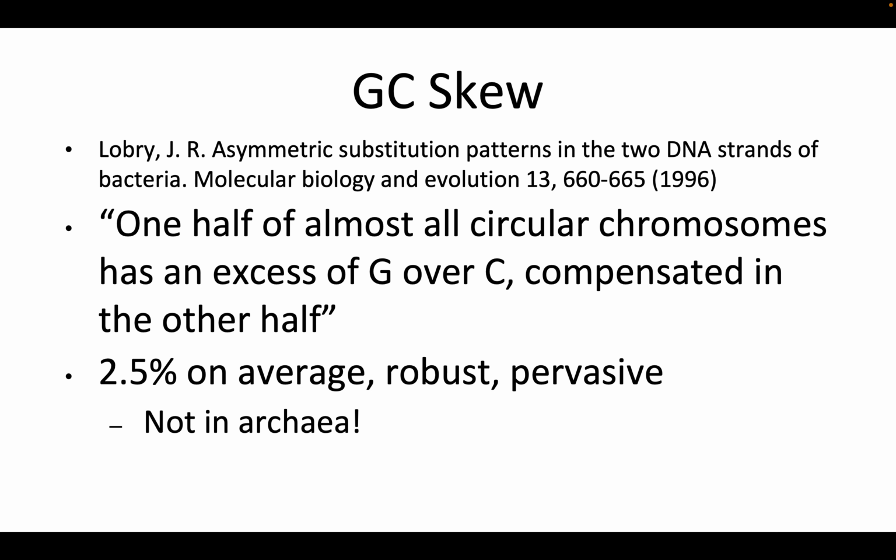In 1996, Lobry in France discovered that this was not actually true. If you look at the circular chromosome of a bacterium, you find that the first half of the chromosome has an excess of G over C, and the second half has a deficit of G over C. So over the whole circular chromosome there are equal amounts of G's and C's, but in the beginning there's a bit more G, and at the end there's a bit more C, where we define the beginning as the origin of replication. And this ends at the terminus.